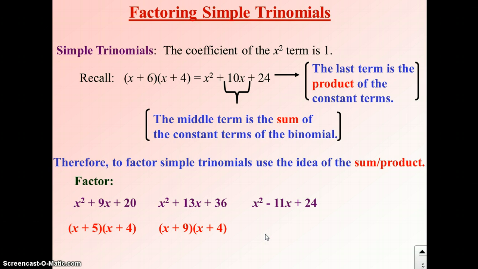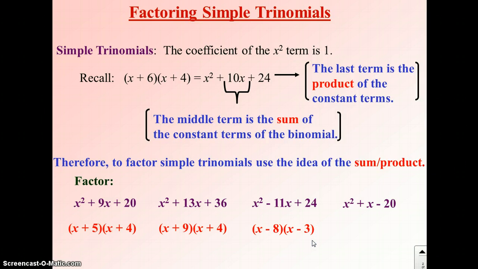Looking at a third one, same procedure. What two numbers add to negative 11 and multiply to 24? If you came up with the numbers negative 8 and negative 3, you are correct. Then the factors would be x minus 8 and x minus 3.